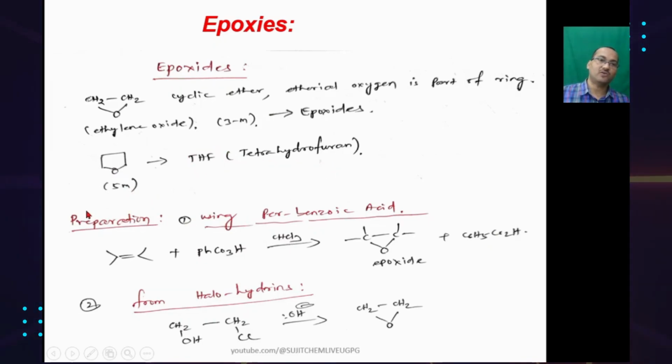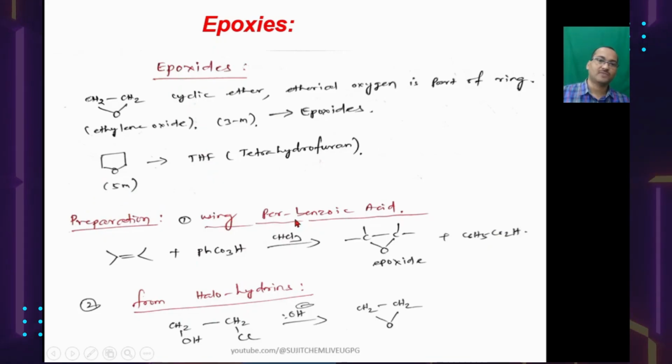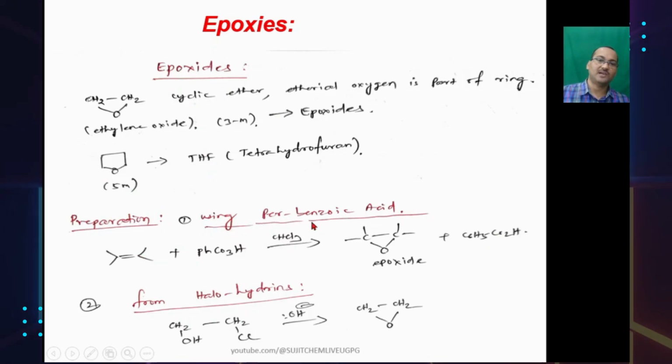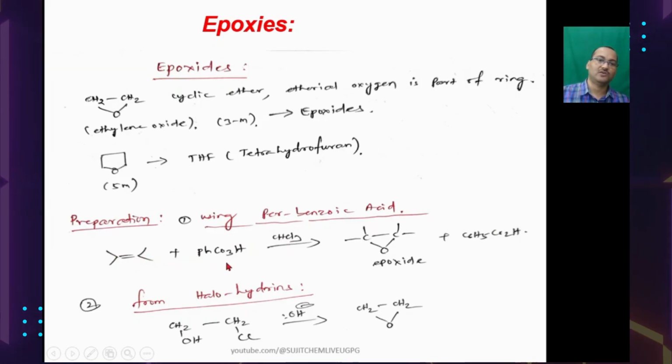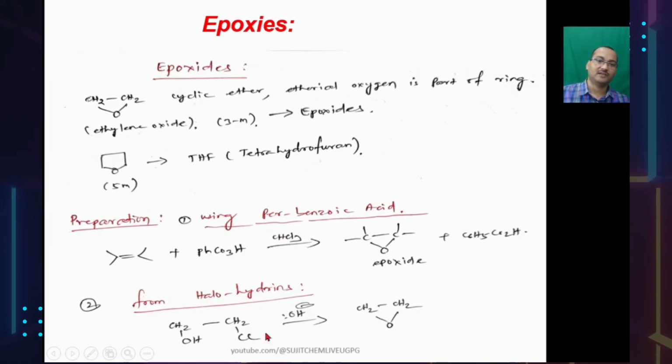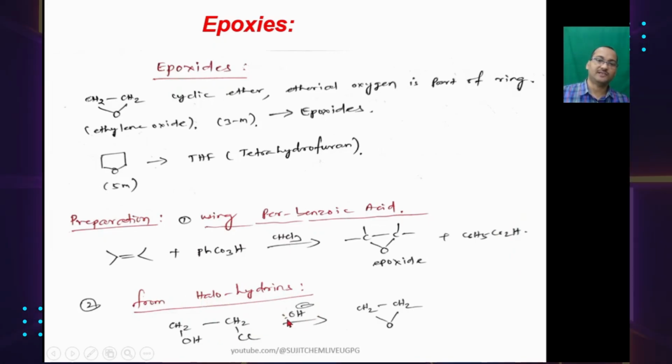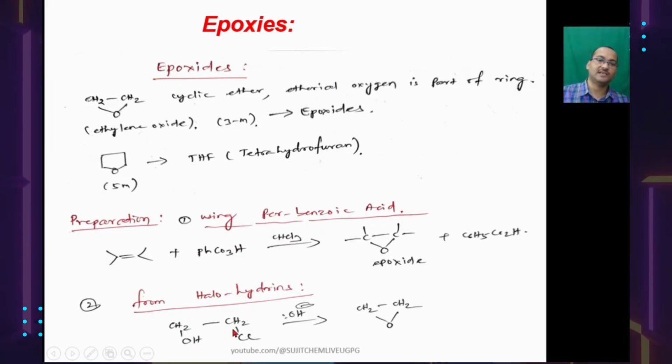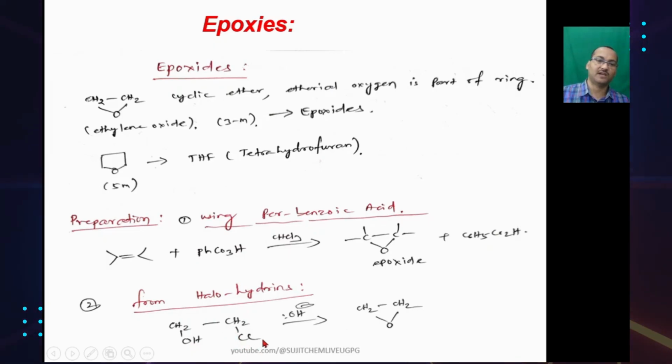Now the question arises how to prepare the epoxide. We can prepare the epoxide by using perbenzoic acid. So we can react alkene with perbenzoic acid, and we get epoxide plus benzoic acid. Similarly, from halohydrins. It can react with a base, OH minus, which will take this proton. So this becomes O minus, and O minus can attack this CH2 and kick out Cl as Cl minus. So we can get this epoxide.